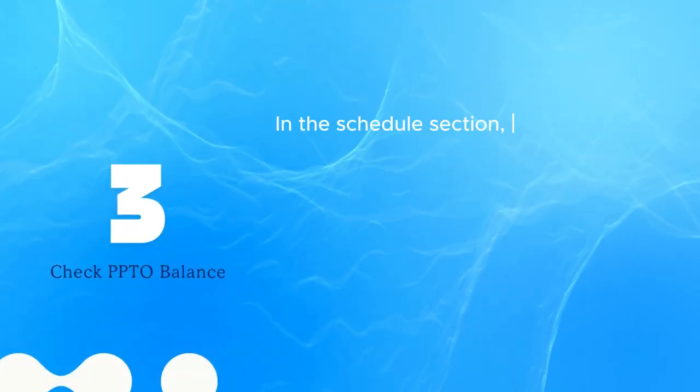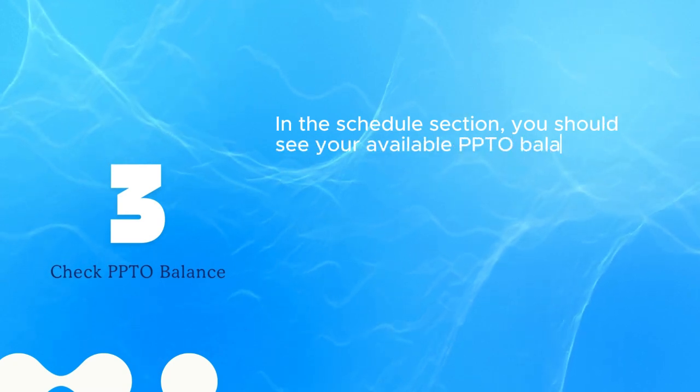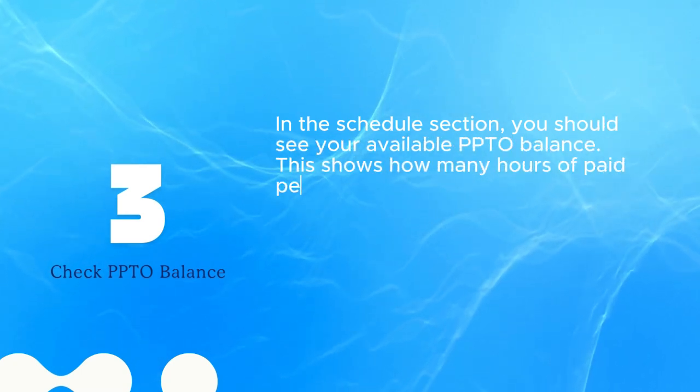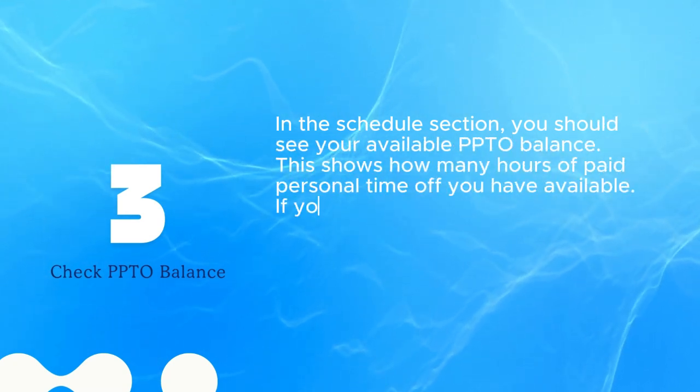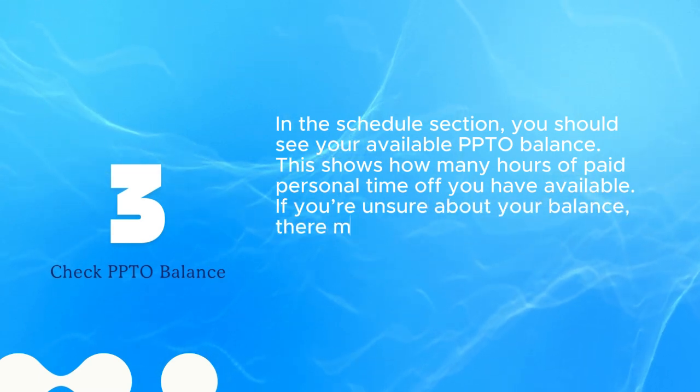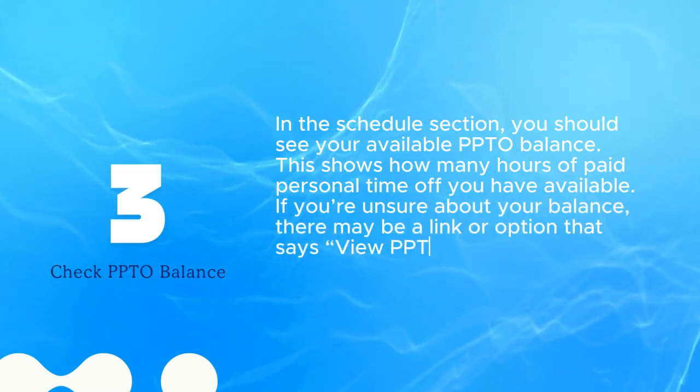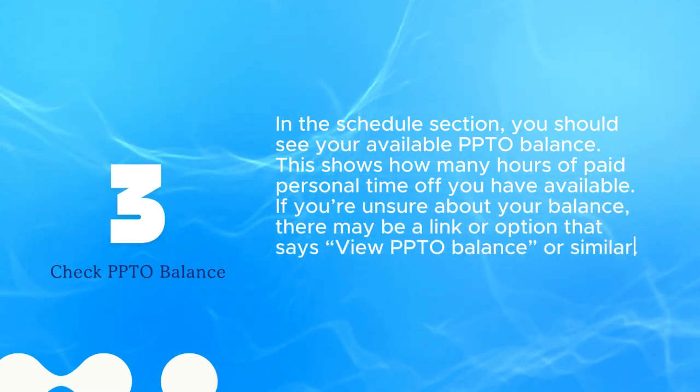3. Check PPTO balance. In the schedule section, you should see your available PPTO balance. This shows how many hours of paid personal time off you have available. If you are unsure about your balance, there may be a link or option that says View PPTO balance or similar.